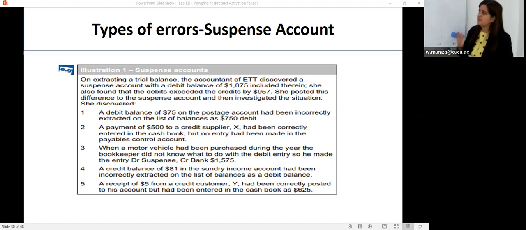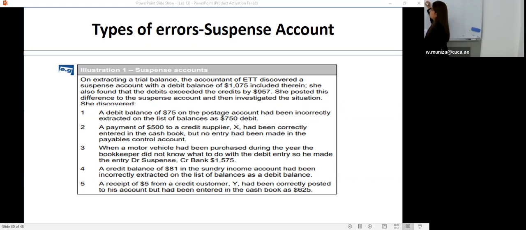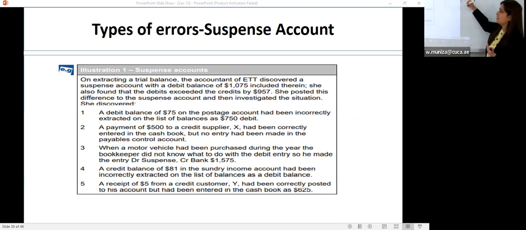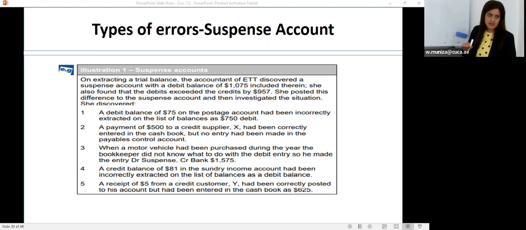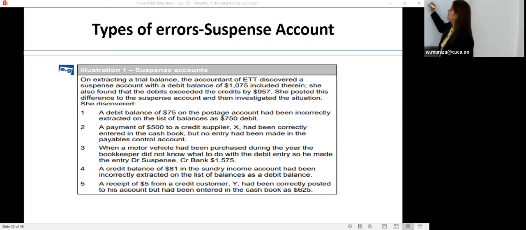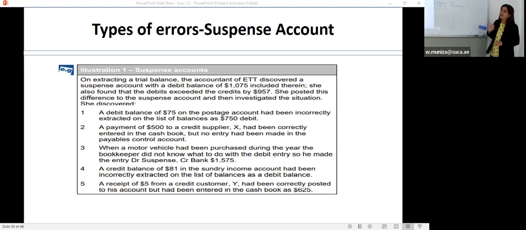Clear? The next one. A payment of 500 to credit supplier X has been correctly entered in the cash book, but no entry has been made to the payables control account. We have made a payment to the payables. A payment of 500 has been made to the creditor X. So the accounting entry should be to debit the payables account and credit cash account with an amount of $500. Am I right? This is the correct accounting entry. But it had been correctly entered in the cash account. Cash account is correct, but no entry has been made in the payables control account. What we have done, we have not debited payables control account, but we have credited only cash account with an amount of $500. No entry has been made to the payables account.